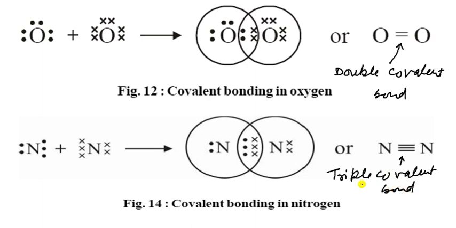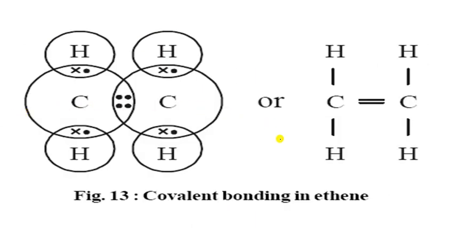And that one is the nitrogen. Nitrogen has 5 electrons in the outermost shell, and this nitrogen also has 5 electrons in the outermost shell. So they share 3 pairs of electrons to complete their octet. So that is the covalent bonding in nitrogen, and they form a triple covalent bond. So you can write here triple covalent bond.